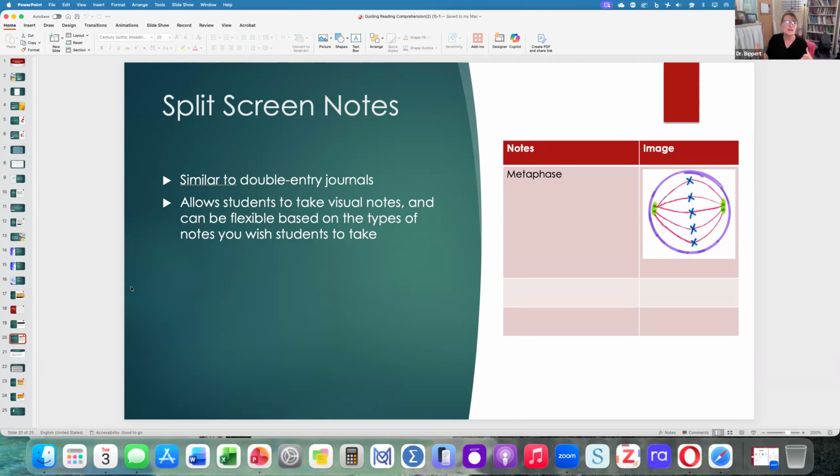Split screen notes is just another way of doing double entry journaling, but using more of a visual representation to help kids keep track of their learning.